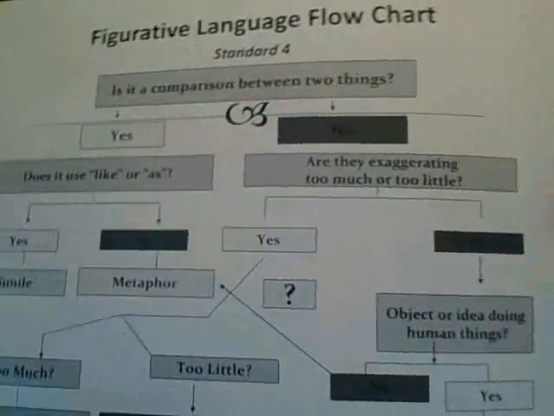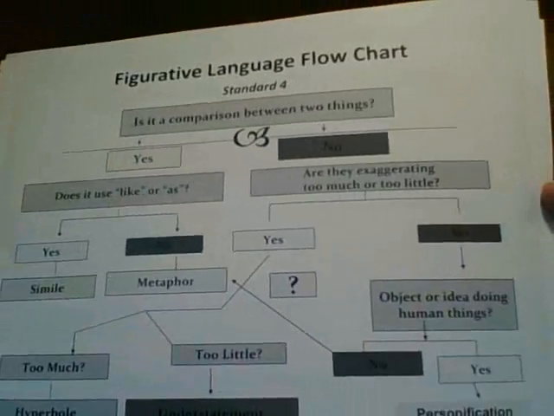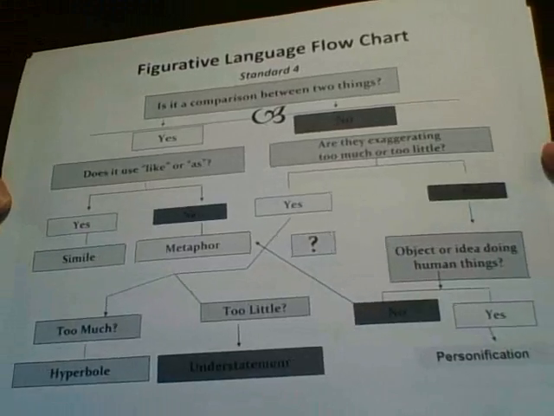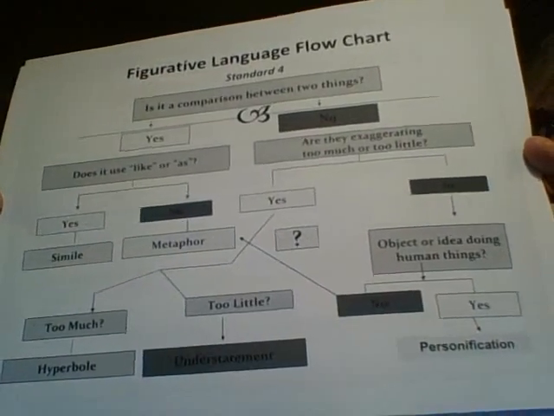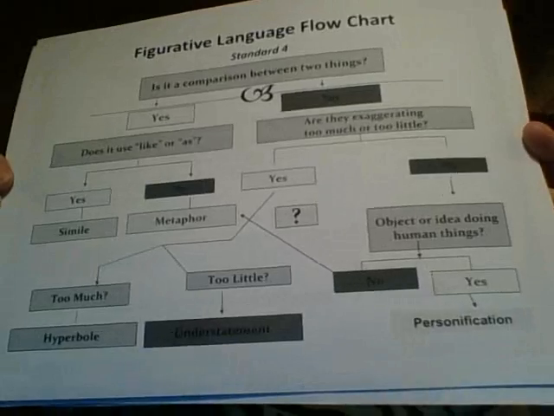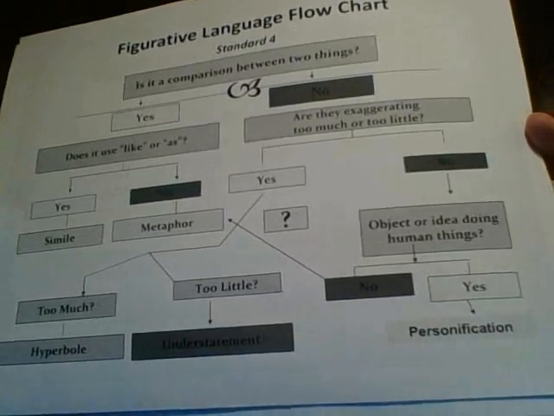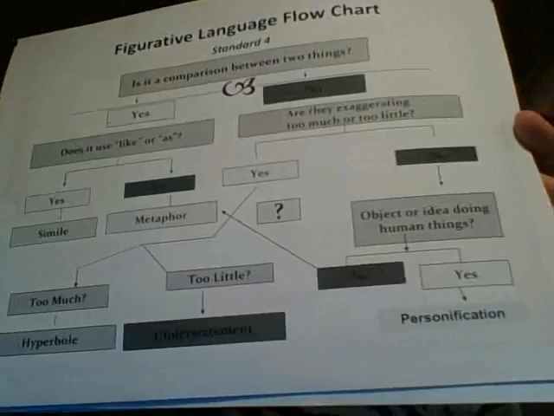So here's the PowerPoint. It's a comparison between 2 things, yes. Then does it use like or as? Yes. Then it's a simile? No, it's a metaphor. If it doesn't compare things, are they exaggerating too much? Yes, means it's hyperbole. No, means it's understatement. And things like, does the object or idea do human things? And if so, that's personification. So it's just a nice little reminder about how to identify figurative language with this little flow chart.